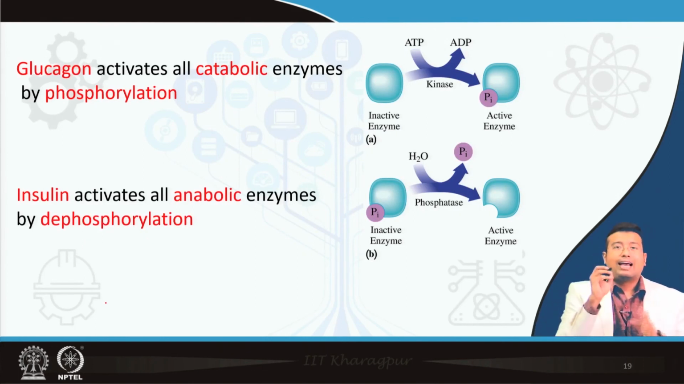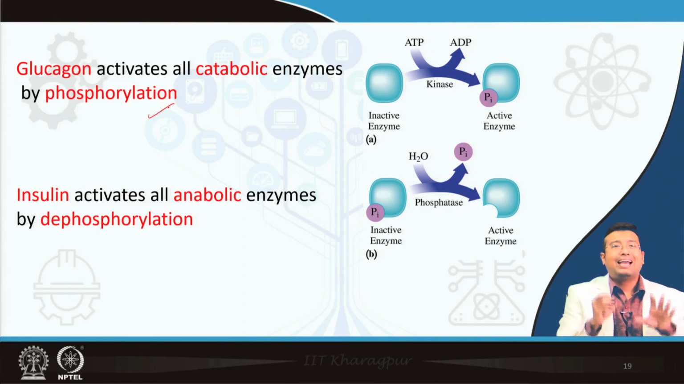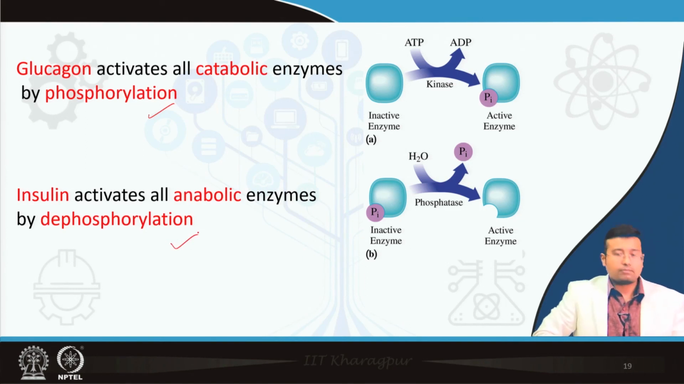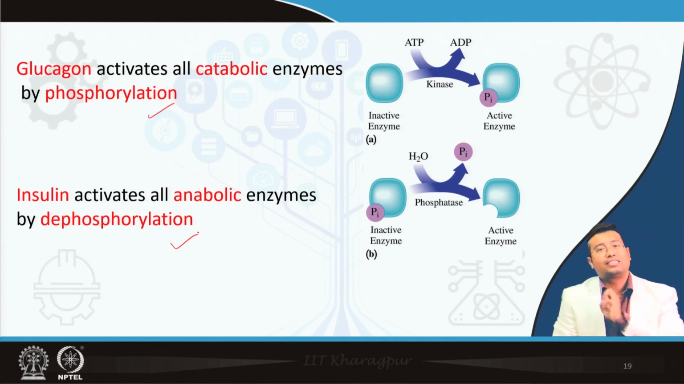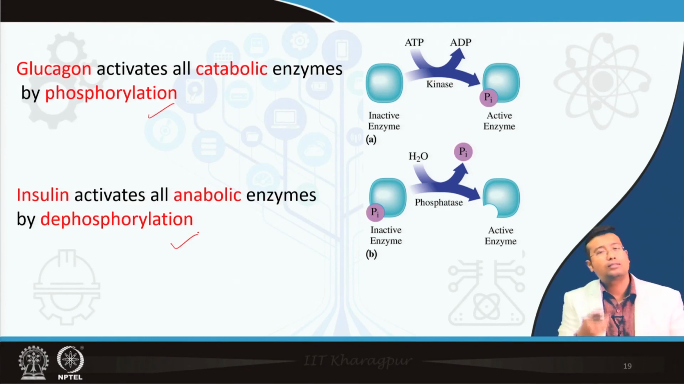Glucagon activates all catabolic enzymes by phosphorylation. Insulin activates all anabolic enzymes by dephosphorylation. This fundamental concept, if you can memorize, believe me, you will be able to explain or correlate with any reaction if you can assess whether the pathway is anabolic or catabolic. To understand whether the pathway is anabolic or catabolic is very easy.